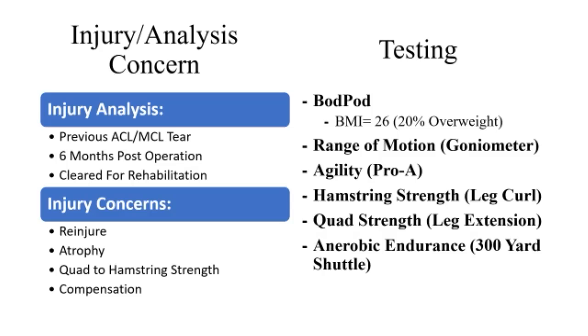Secondly, for strength, I want to go ahead and do a hamstring strength test and a quad strength test. So this will be a leg curl and leg extension. Once again, I'm just seeing the difference between her right leg and her left leg, and this will help us determine, do we need to do unilateral things within our lift? Do we need to do bilateral things within our lift? And then we'll go ahead and do a test to measure anaerobic endurance. This could be something like the 300-yard shuttle.